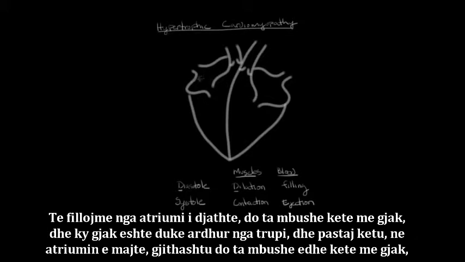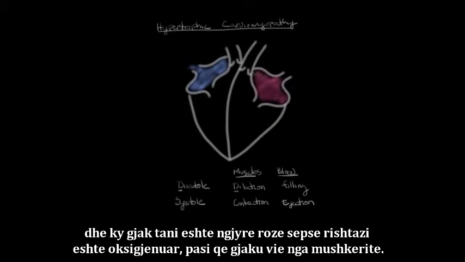So let's start over here in the right atrium. So I'm going to just fill this with some blood here. And this blood is coming from the body. And then over here in the left atrium, I'm going to also fill this with blood. And this blood is now pink because it's been freshly oxygenated as it's coming from the lungs.